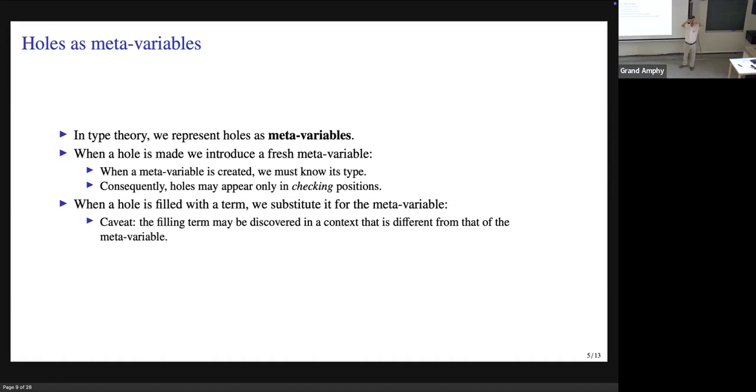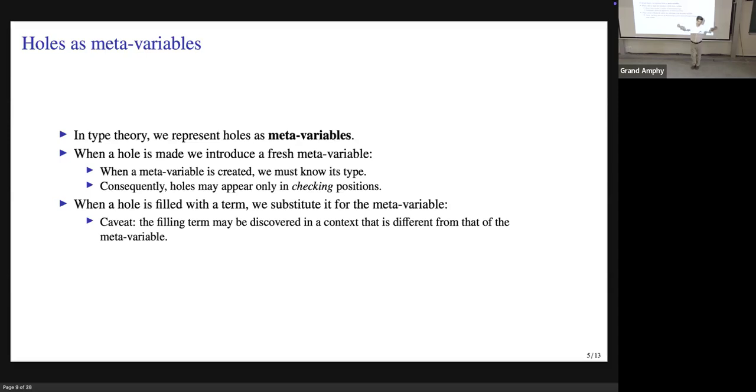Your computation checking will progress. You're over here, you're inside 17 lambdas, and you say, ooh, I know what this hole is. So it's quite important to keep in mind that the place where you find out how to fill it in and the place where you created the hole may be quite unrelated. In particular, they may happen in different contexts.